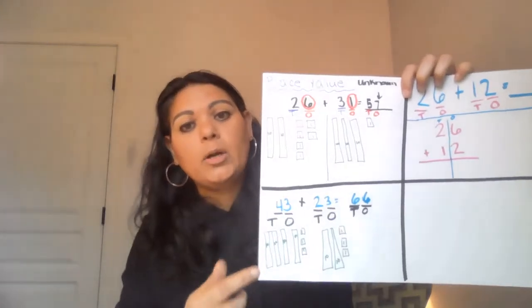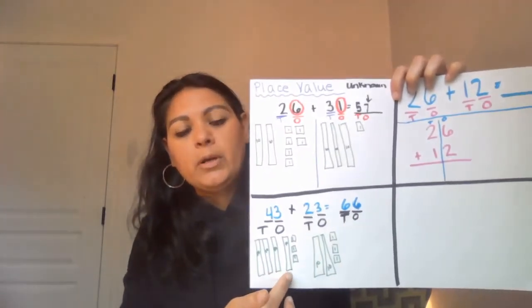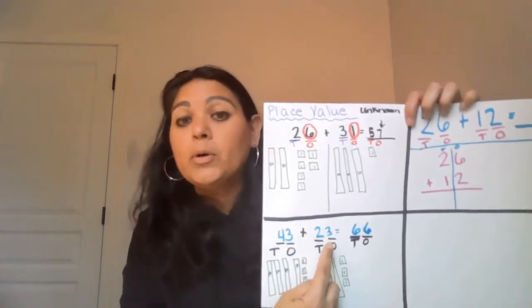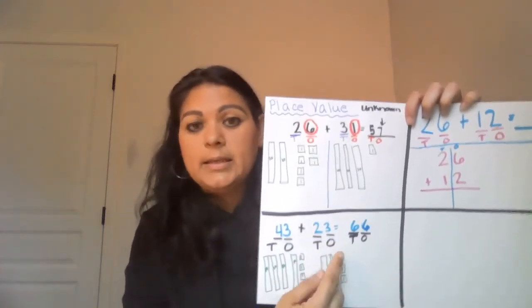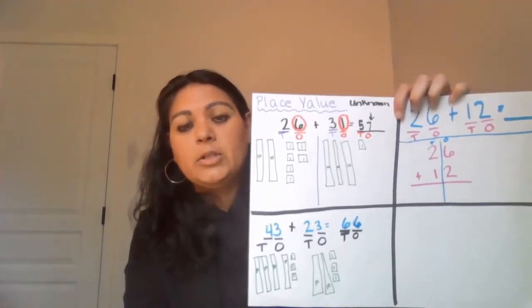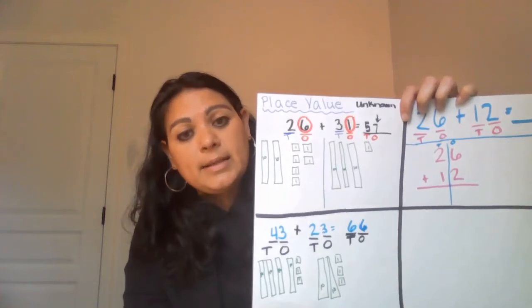Again, let's go back and check our work. 10, 20, 30, 40, 50, 60. So I have 6 groups of 10s. Remember, put 6, not the number 60. Let's count our units. 1, 2, 3, 4, 5, 6. We have 6 units. There are 60, our sum is 66.